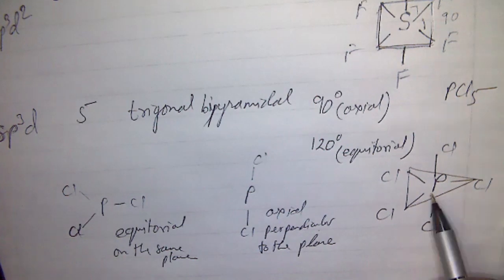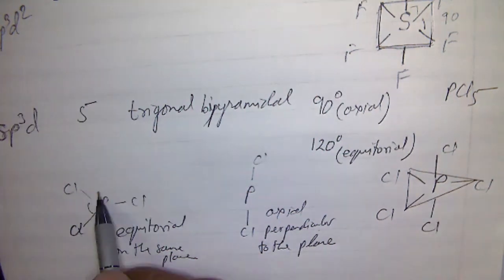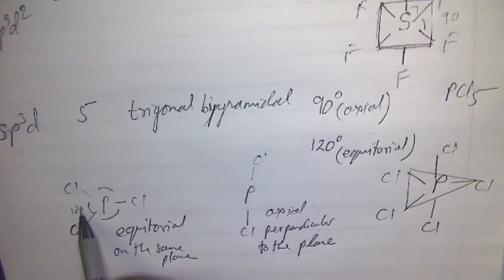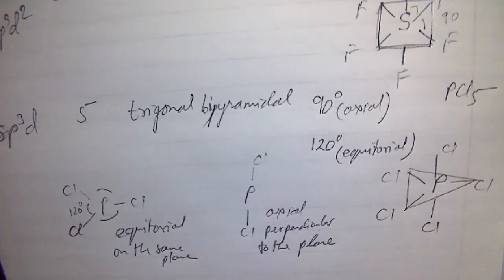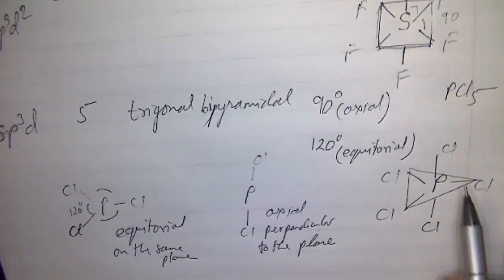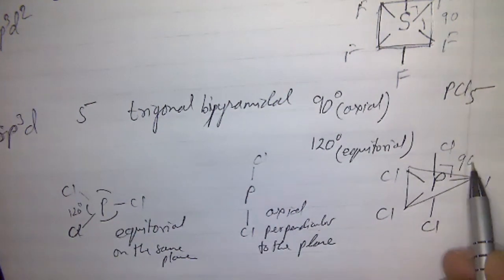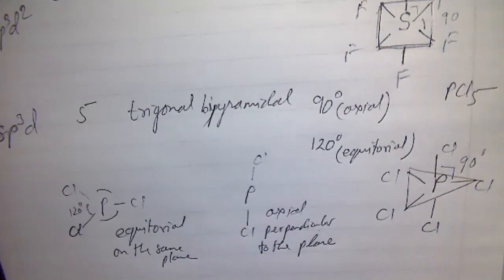So this angle, the equatorial angles, this angle, or this angle, this all will be 120°. And this with this one, if you take this angle, it will be 90°. So equatorial angles are 120° and axial angles are 90°. Clear? So these things you have to know. Understood?